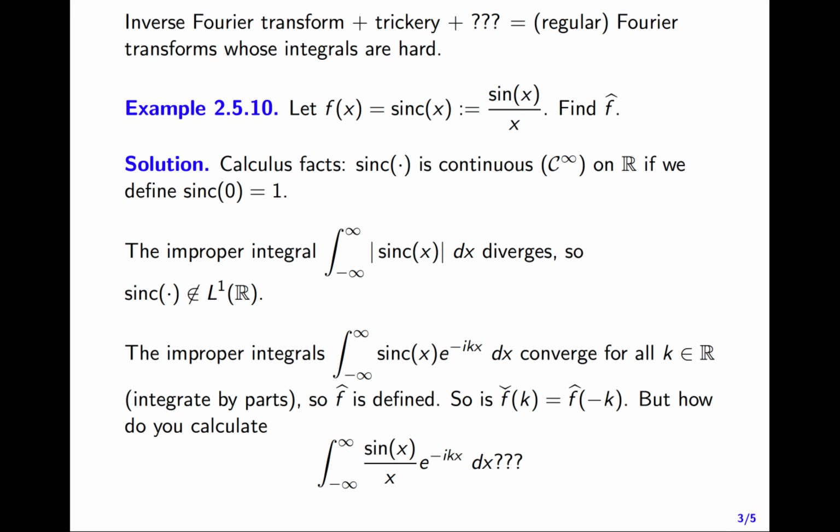But this doesn't help us at all. It tells us that these integrals exist, but how do you calculate an integral like the integral from minus infinity to infinity of sine of x over x times e to the minus ikx? You can integrate by parts to your heart's content, and you will just keep getting convergent integrals, but integrals that don't come out to any good value. So what do we do?